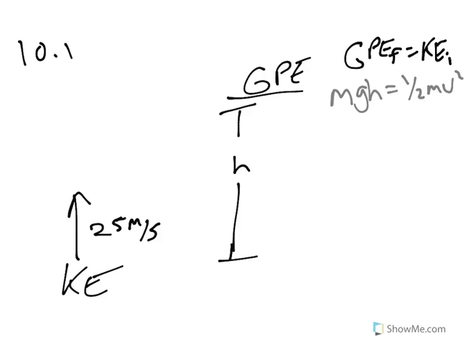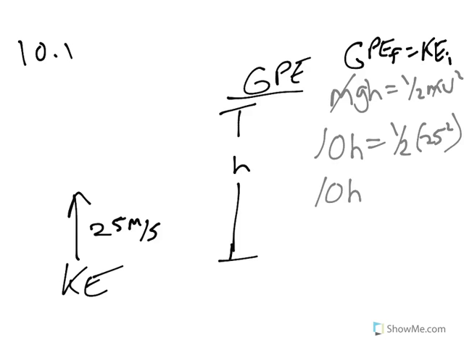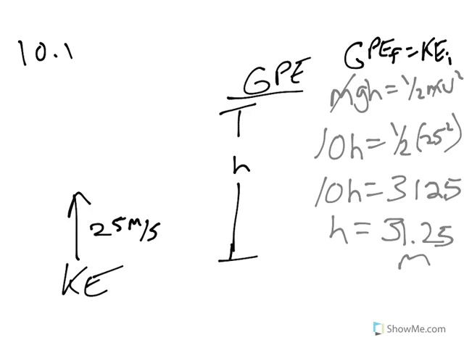Whenever we solve for this, you notice the m's cancel, so we're left with 10h equals 1/2 times 25 squared. So we should get 312.5, I believe, and then divide by 10, and h should be equal to 31.25 meters. That's how high it would go. There is a slight discrepancy on the paper because it used 9.8.